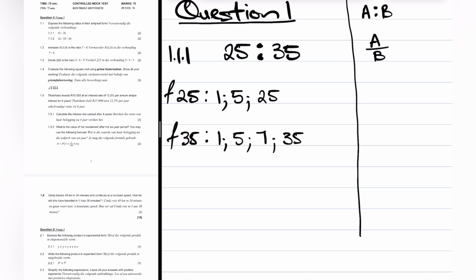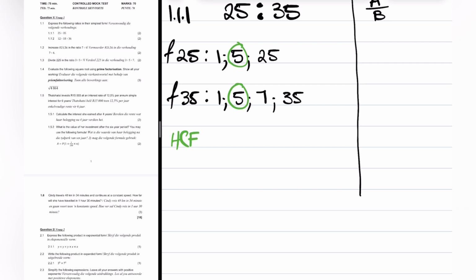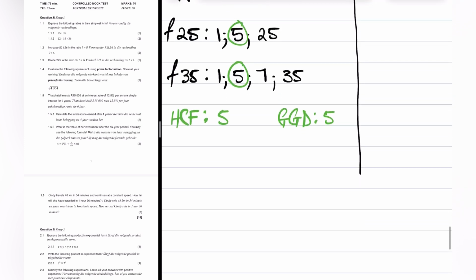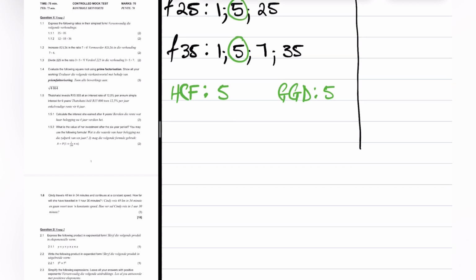So as ons kyk na die faktore van 25 en die faktore van 35, is die grootste gemeene faktor of deler dan die faktor wat gemeen is en die grootste is dan 5. So that means the highest common factor is 5. As ons hier skryf, die grootste gemeene deler of factor is 5. So that's quite straightforward. So what do I do with this highest common factor once I found it? I need to take my ratio, in other words 25 and 35, and I need to divide both numbers by that highest common factor. So I'll take 25 divided by 5 and 35 divided by 5.